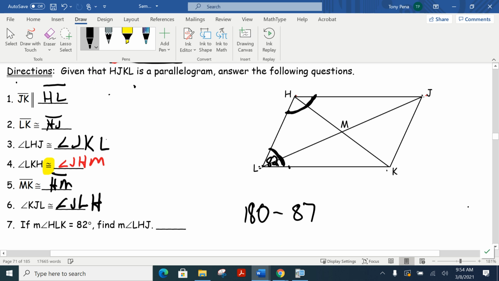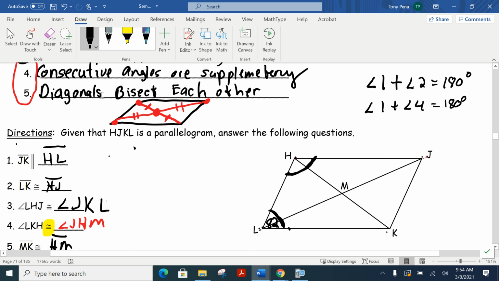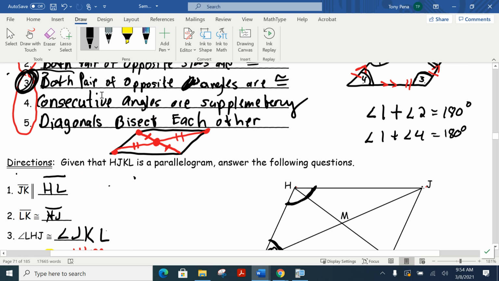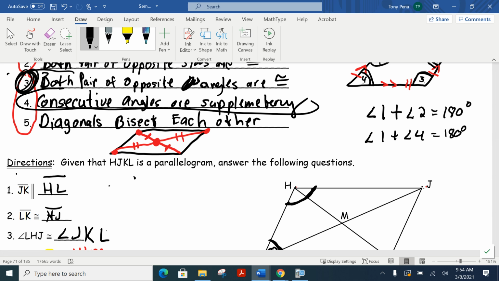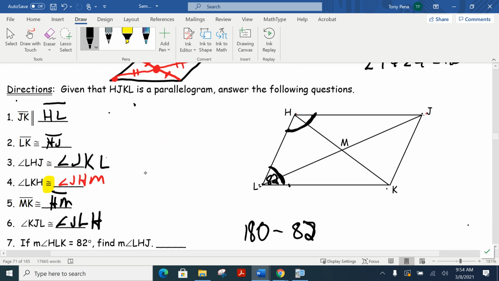So what he said, subtract 82 from 180. You probably couldn't hear him. He said because they are consecutive angles. What that's dealing with is number 4 right here. Consecutive angles are supplementary. So if we know this big angle down here is 82, this has to be 180 minus 82. What'd you get, Cam? 98. So that should be 98 degrees.